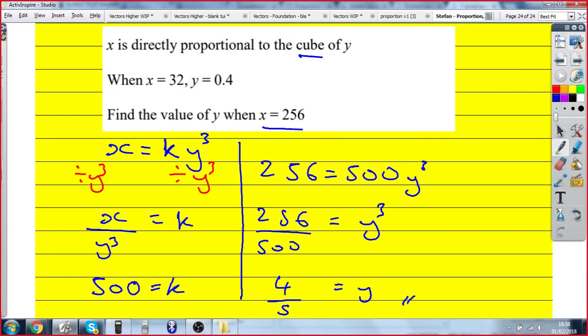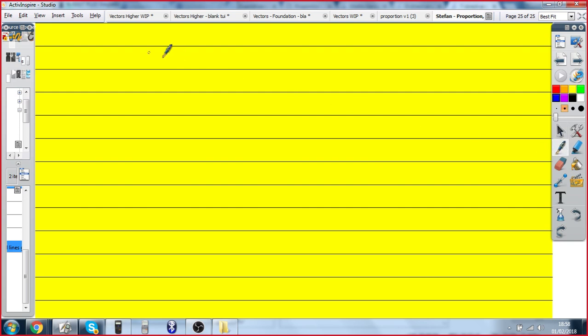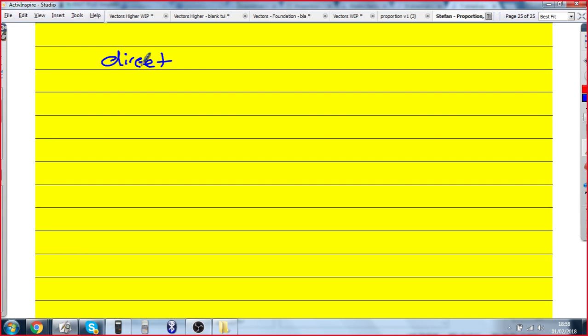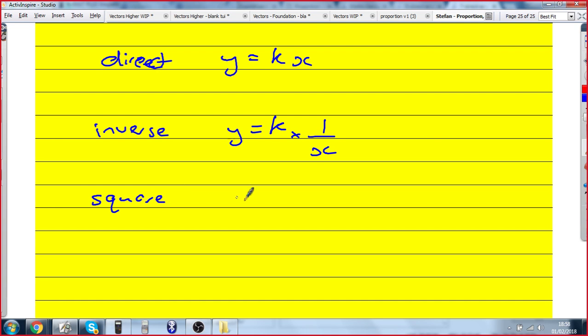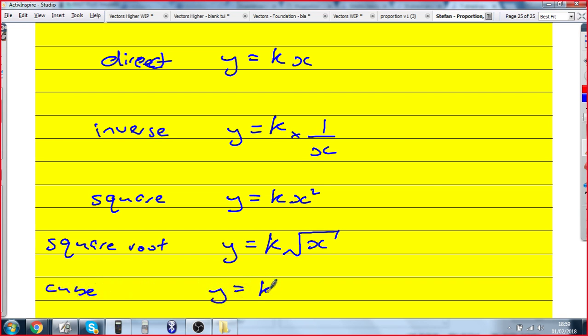So, do you know how inverse proportion works? No. So, direct proportion is y equals kx. Inverse proportion is y equals k times 1 over x. We saw square proportion, which was y equals kx squared. You've also got square root. Any idea what square root proportion would be? K square root of x. Well done, k root x.